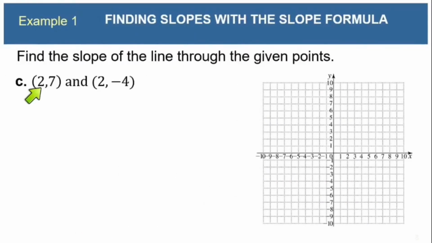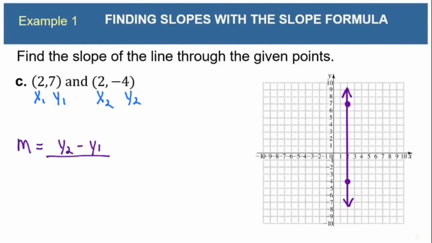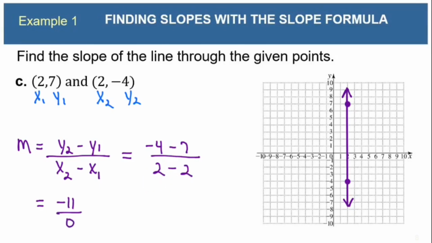Now part C. Here we have 2, 7 and 2, negative 4. So we'll plot those 2 points, and you can see that the line they give us is a vertical line. Well, let's see what happens to the formula. So we're going to label our coordinates again, and then our formula is y2 minus y1 over x2 minus x1. So that's going to be negative 4 minus 7 over 2 minus 2. In the top, negative 4 minus 7 is negative 11. In the bottom, 2 minus 2 is 0.